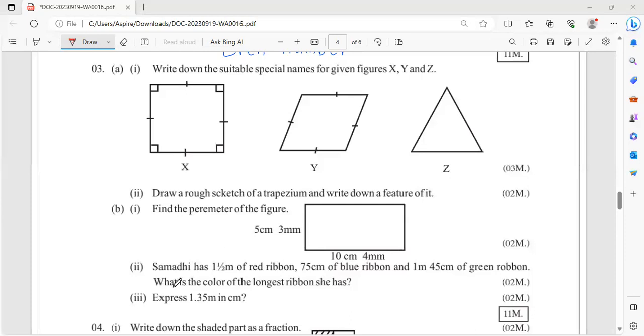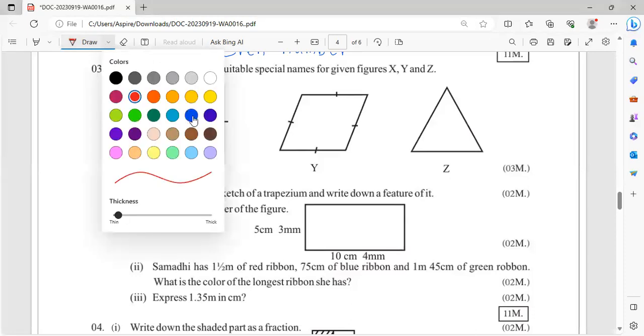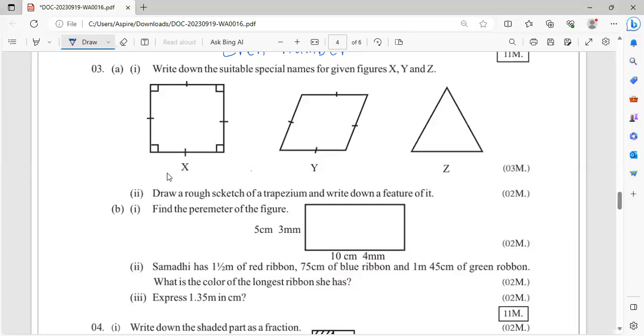Write down suitable special names for given figures x, y, and z. Yes, tell me what is the x? Yes, it is a square. Y, rhombus. Z, this is just a triangle. Yes, it is just a triangle because they haven't mentioned the sizes of the sides. Okay, so you can just write the triangle.